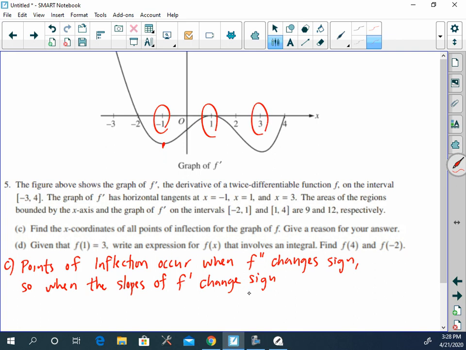So we should have, at x equals, and I think it says find the x coordinates. Yep, x equals -1, x equals 1, and x equals 3. And I think I have everything I need there. They occur when the second derivative changes sign, when the slopes of f prime change sign. So let's check our answer here.